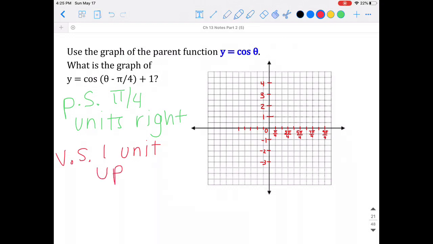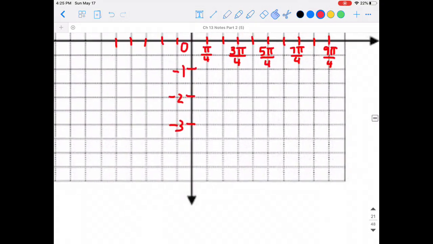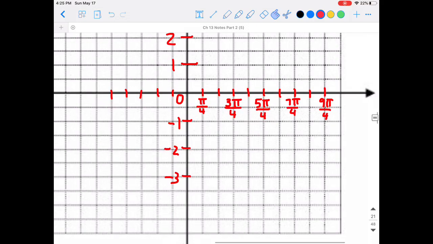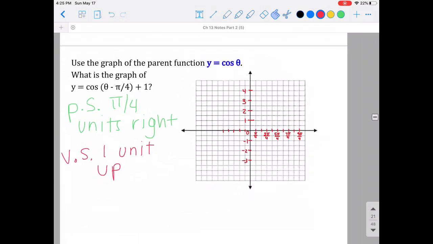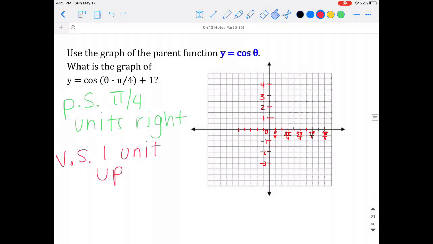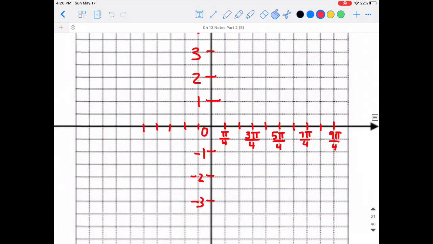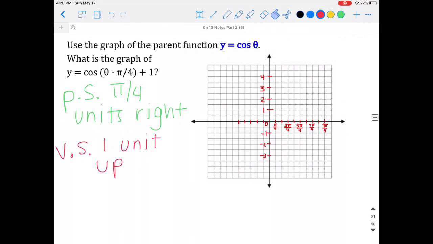So now you'll notice in this example, the intervals on my x-axis are different. I'm increasing in pi over 4 intervals rather than pi over 2 intervals. And the reason I did this is because our phase shift is pi over 4. And to keep our graph accurate, I want to be able to see exactly where pi over 4 is on my x-axis. So that's why I did it in pi over 4 rather than pi over 2 intervals for this example. So let's start by graphing our parent function of y equals cosine of theta.